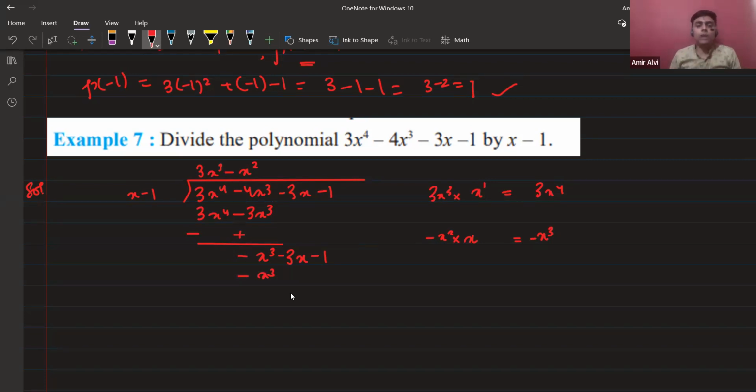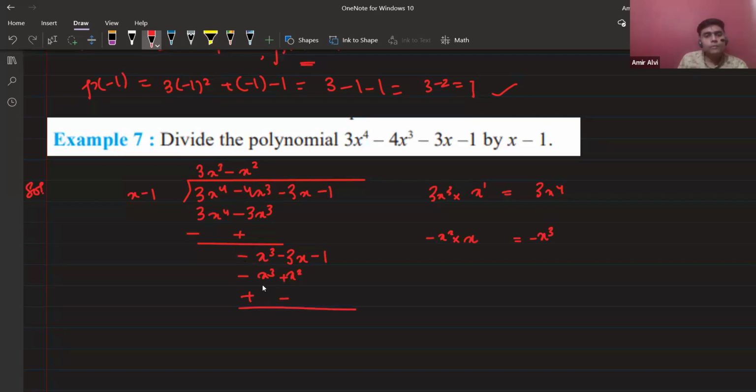Simrat, Abdul, tell me. Positive x square. So it will be written as positive x square. Okay. Now subtract the sign. So basically the sign will change. Yes or no? Plus, and this will become minus. Clear, Abdul and Simrat? Yes, sir.